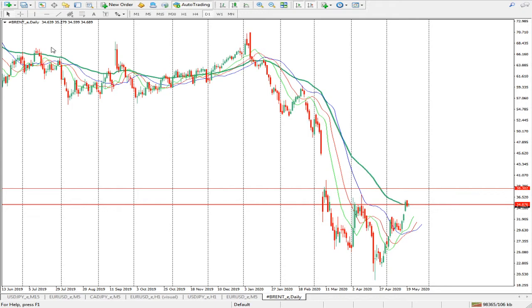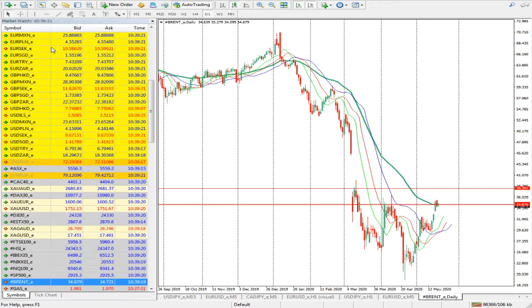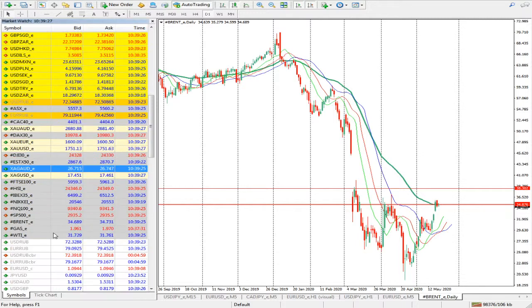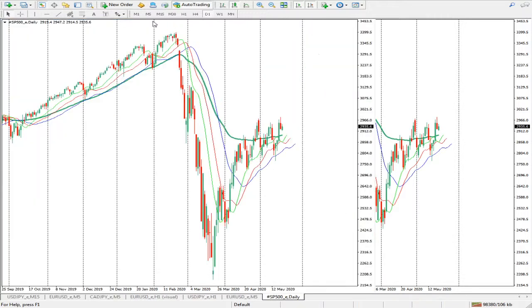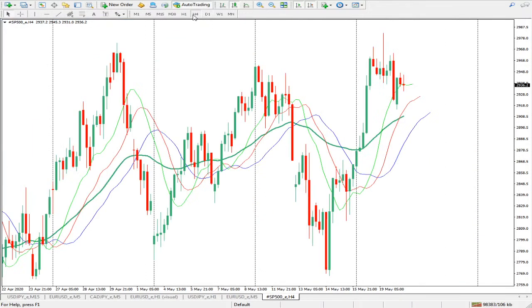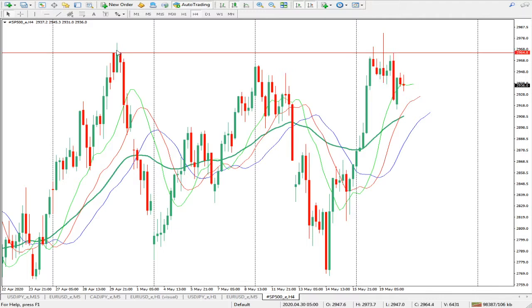So the next chart we'll look at is SP500. We had a resistance yesterday where this symbol bounced off from. We had a resistance there, and then another resistance, and then another.